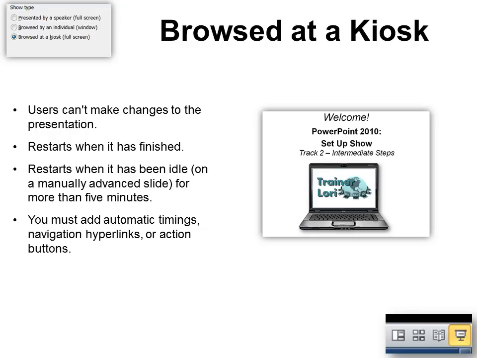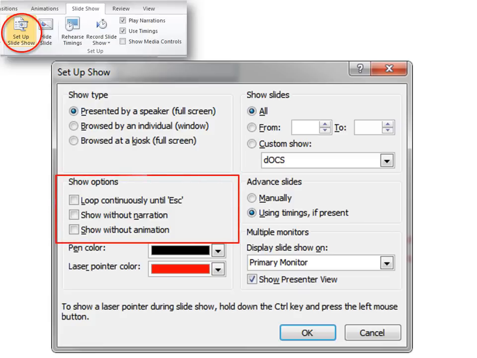And you have to have automatic timings, navigation hyperlinks, or action buttons for it to continue, just like on a regular loop. And we'll talk more about that when we get to loops. So don't use mouse click only, because it must be automatic. It cannot be manual. The next thing we'll look at is Show Options, and this is our loop.